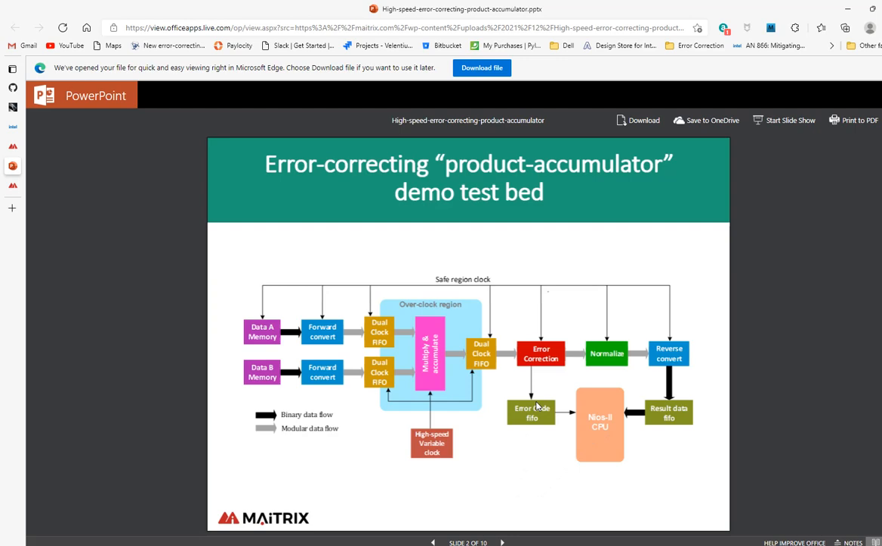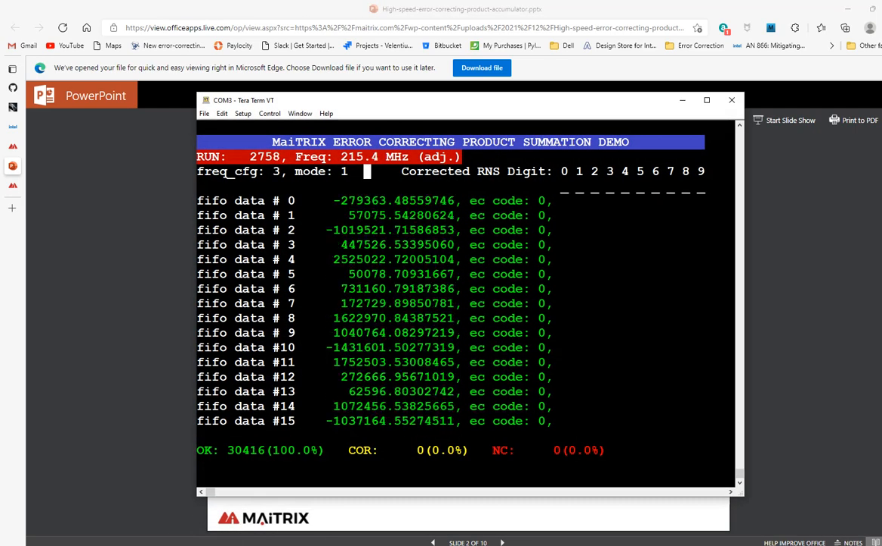Okay, let's get started real quick and show the actual demonstration. This is a live demonstration of the error correction demonstration. Notice that we have 16 dot products, or essentially 16 product summations, and they're changing. Each one of the product summations is a result of 16 products that have been summed. Note that the result is signed, so as these numbers go by, some of them are positive and some of them are negative.